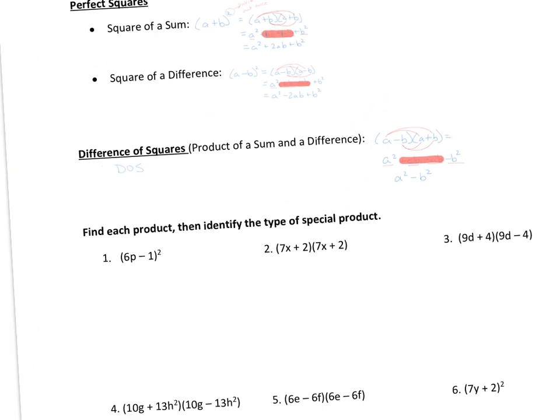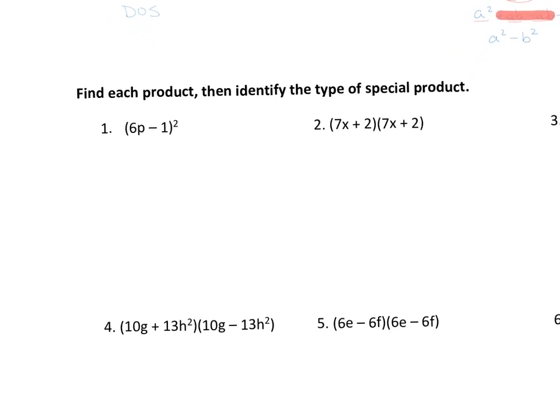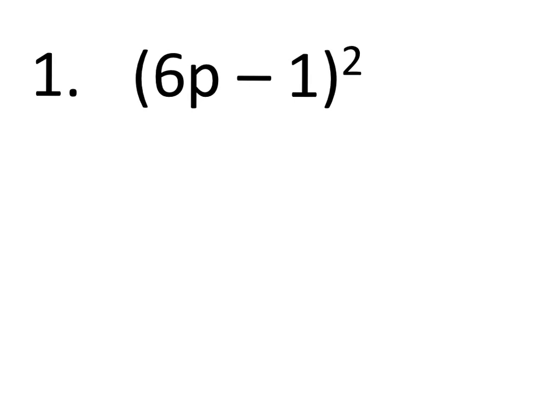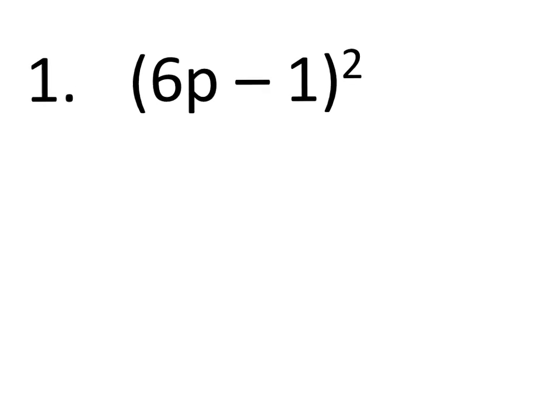So now let's go ahead and take a look at some examples here. It says find each product and identify which type of special product it is. All right. Okay, so first thing again, okay, this squared means write it out twice.